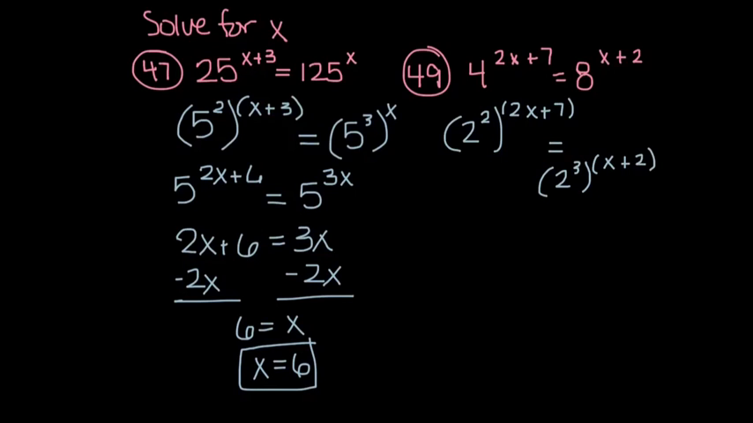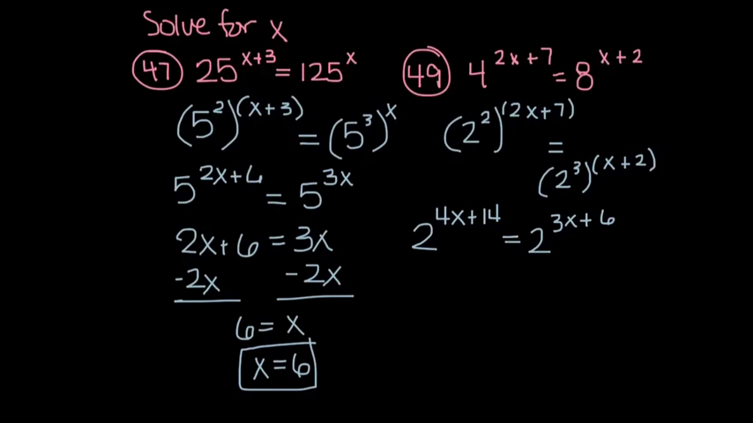My bases are the same, so I can set the exponents equal to each other. But before I do that, I have to recognize that I have a base raised to a power raised to an additional power, so I can multiply the exponents. Same here, I have a base raised to a power raised to an additional power. I can multiply the exponents. If I do that, that gives me 2 to the, I have to distribute the 2, 4x plus 14 equals 2, if I distribute the 3, 2 to the 3x plus 6.